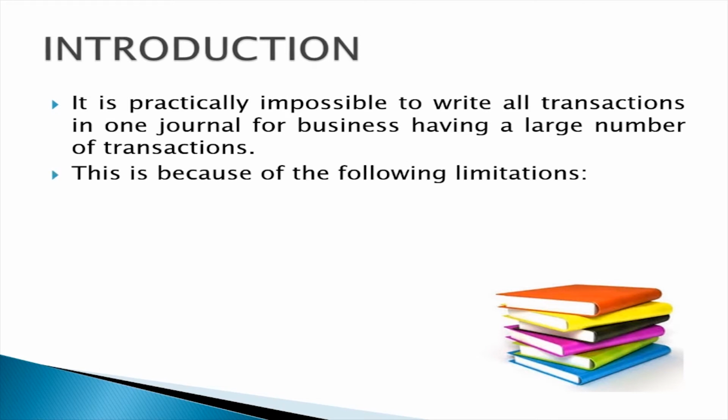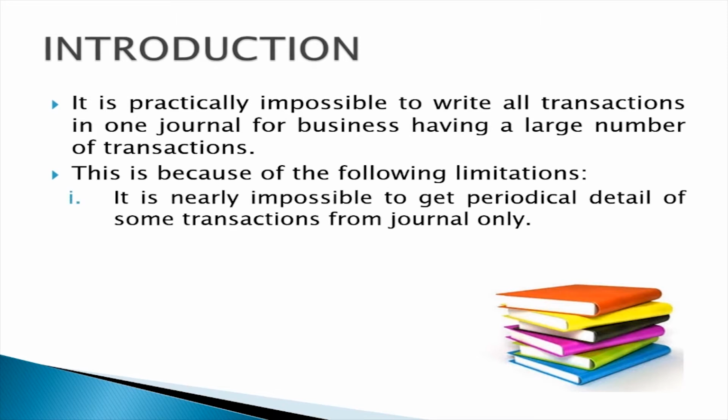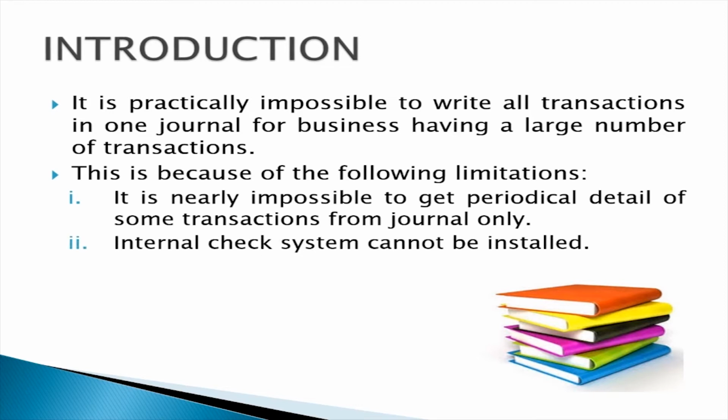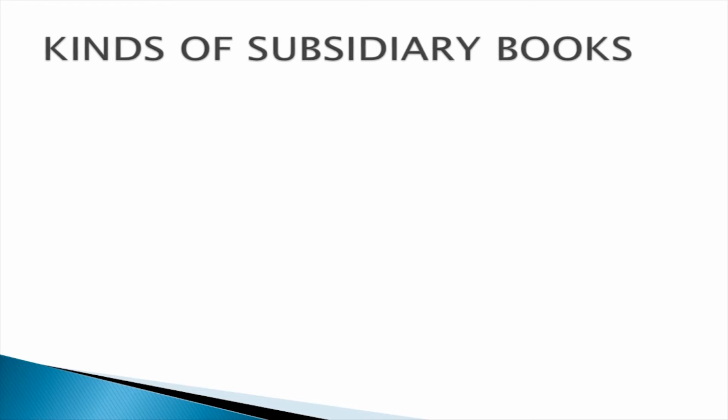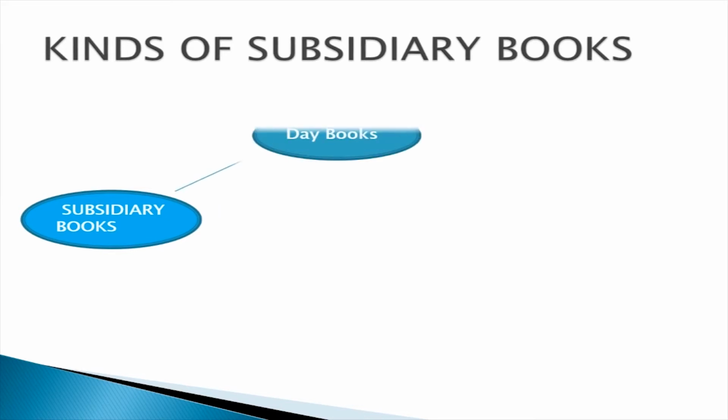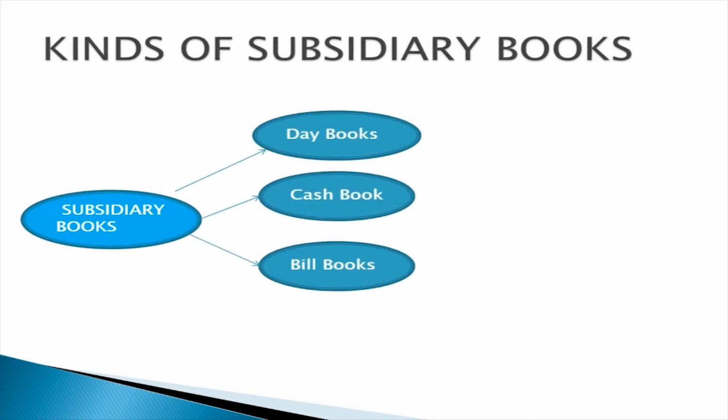Some of the limitations are: firstly, it is nearly impossible to get periodical details of some transactions from journal only. Internal check system cannot be installed. And lastly, journal becomes bulky. Now, what are the various types of subsidiary books? Subsidiary books are classified into four categories, that is, day books, cash book, bill books, and journal.